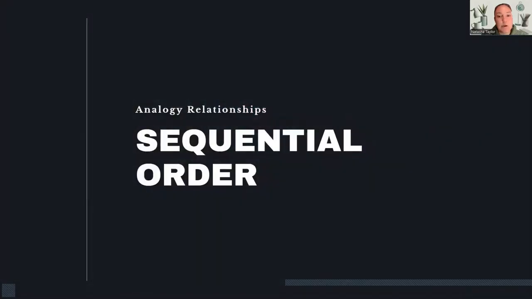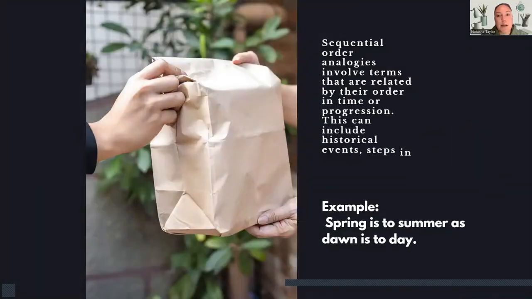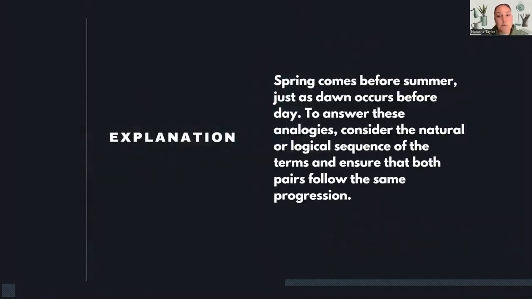Analogy relationships. Sequential order. Sequential order analogies involve terms that are related by their order in time or progression. This can include historical events, steps in a process, or sequential rankings. Example: spring is to summer as dawn is to day. Explanation. Spring comes before summer, just as dawn occurs before day. To answer these analogies, consider the natural or logical sequence of the terms and ensure that both pairs follow the same progression.